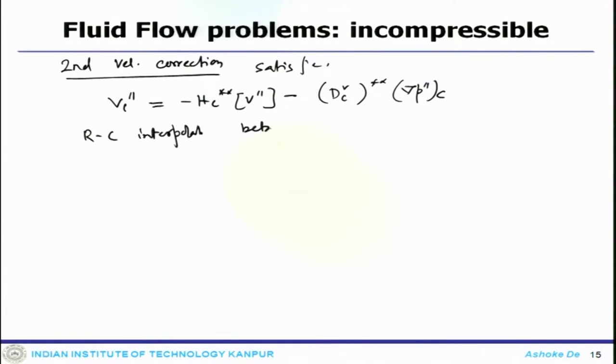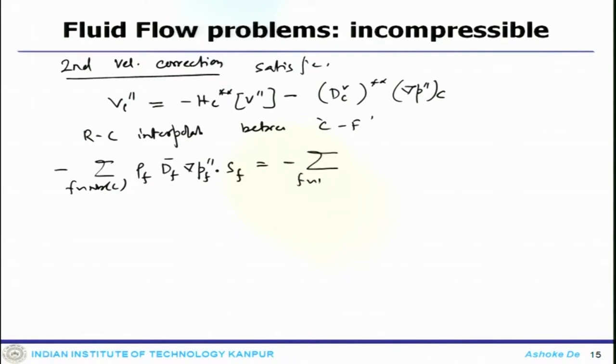Now, using the Rhie-Chow interpolation between points C and F, these are the cell neighbors, one can obtain the new pressure correction equation, which is the sum over F of NB C rho F D F delta P F double prime dot S F equals minus the summation over F of NB C M dot F star plus the summation over F of NB C rho F H F bar V double prime dot S F.